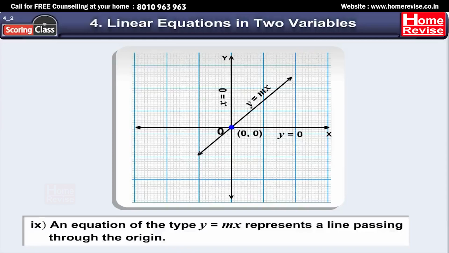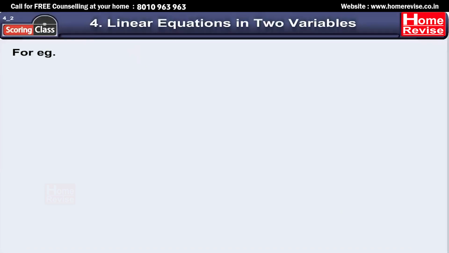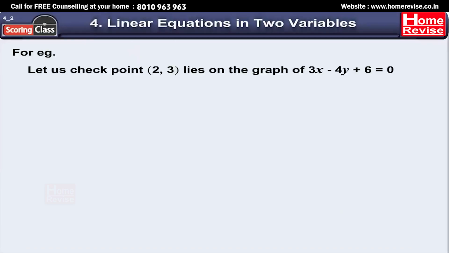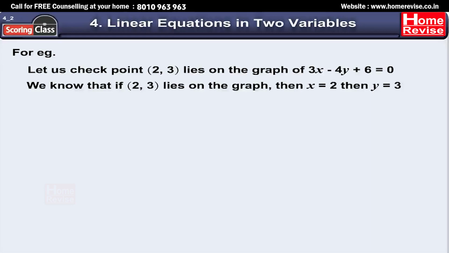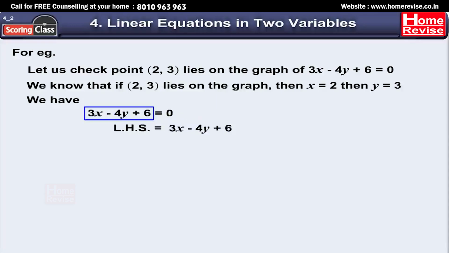For example, let us check that the point (2, 3) lies on the graph of 3x minus 4y plus 6 is equal to 0. We know that if (2, 3) lies on the graph, then x is equal to 2 and y is equal to 3. We have 3x minus 4y plus 6 is equal to 0. Now, let us see the left-hand side 3x minus 4y plus 6 and substitute the values of x and y.